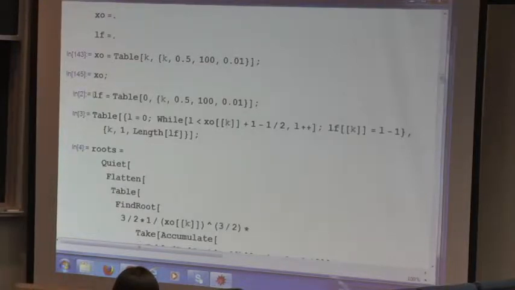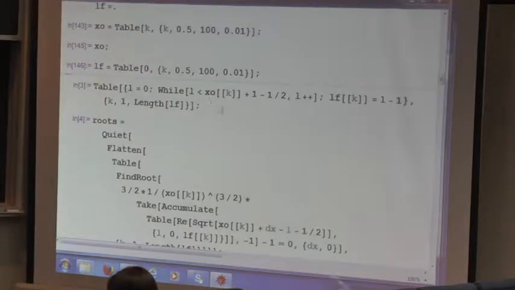Now what I do is I initialize LF. I initialize an array with zeros. Now I would like to find the maximum LFs possible for each x naught.